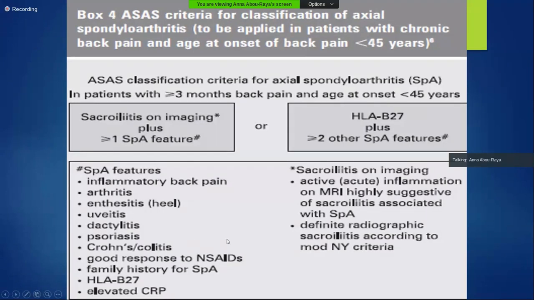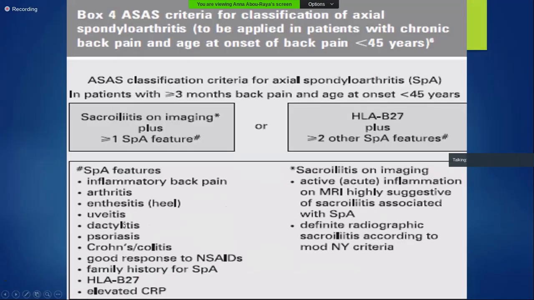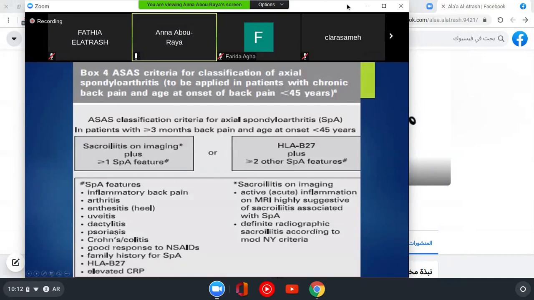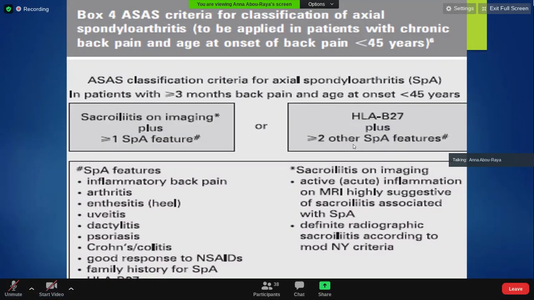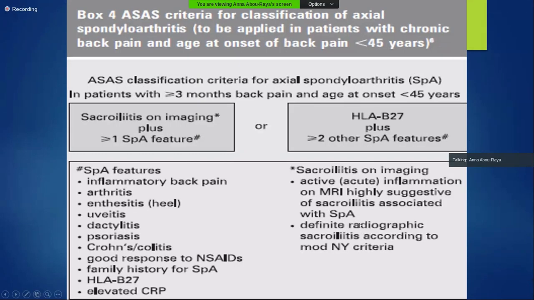Or I don't find anything on imaging, but he has HLA-B27, a genetic predisposition that we talked about, plus 2 or more features, meaning not just one. We need, for example, enthesitis and dactylitis or psoriasis. So if we have 2 or more features and HLA-B27, we can also diagnose our patient. Also, as you see here, either we need sacroiliitis on imaging, on MRI, or if it's on an X-ray, we go according to what we know as the modified New York criteria.